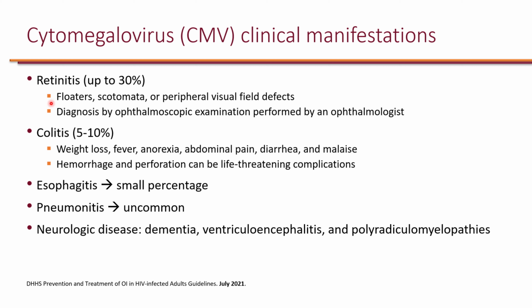Now let's take a look at some of the symptoms. With retinitis, patients will experience floaters, which essentially means spots in the vision, scotoma, and the plural for scotoma is scotomata, which essentially means a partial loss of vision or blind spot in an otherwise normal visual field, and of course, peripheral visual field defects. And diagnosis is done by an ophthalmologist through eye examination. Patients with CMV colitis experience weight loss, fever, anorexia, abdominal pain, diarrhea, and malaise. And it can be severe if it causes hemorrhage and perforation, which can be life-threatening in patients.